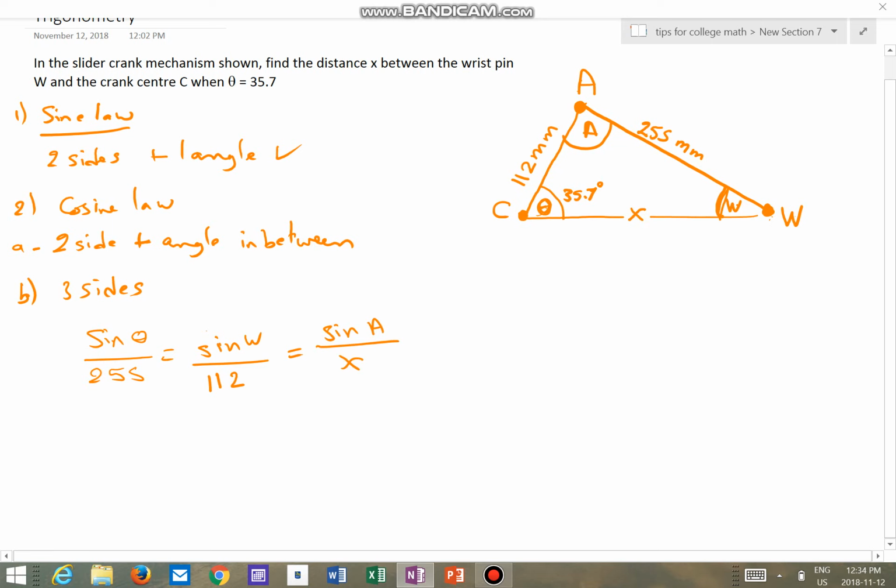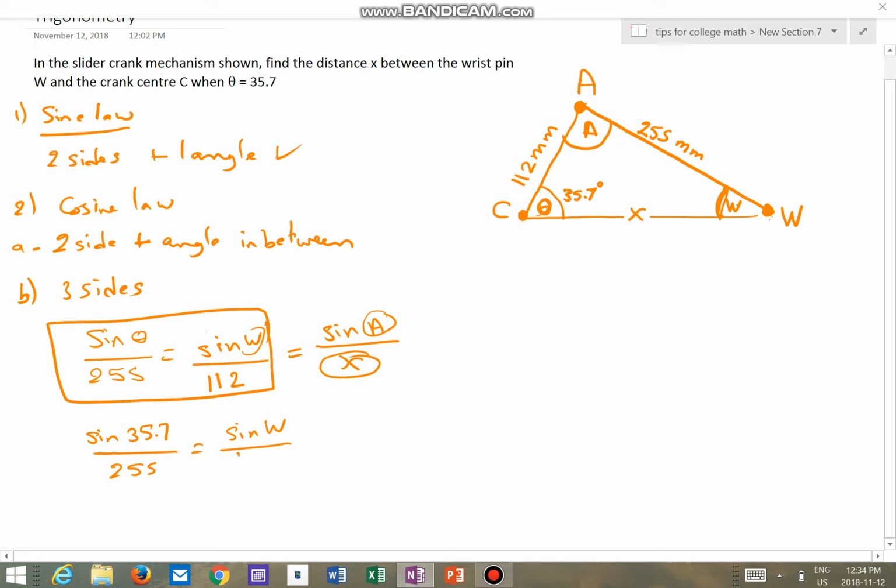Now I am interested in this x, but I also don't have the angle A. I can't use this trig ratio right away, so what I'm gonna do is I am going to use the first two here to figure out W. From W I will figure out A. So start with that in mind. I have sine 35.7 over 255 should equal sine W over 112.